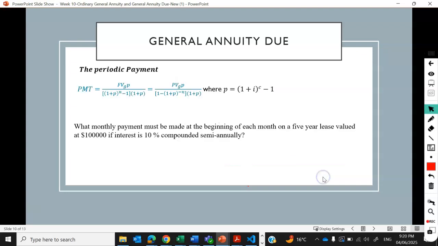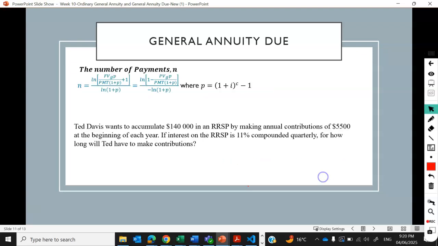Right, so these are the set of problems on future value, present value, then PMT, and then for finding N. The only difference here from the previous one is that this is for annuity due, that is, the payment is done at the beginning instead of the end.